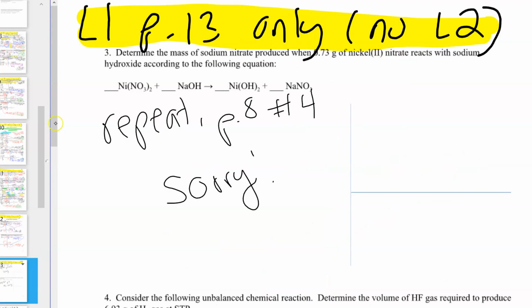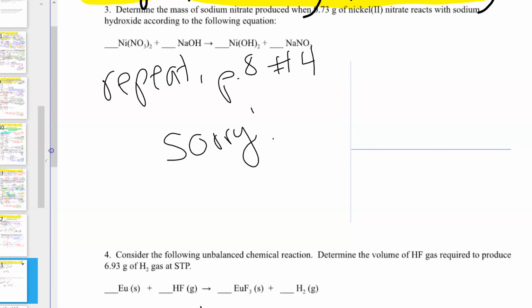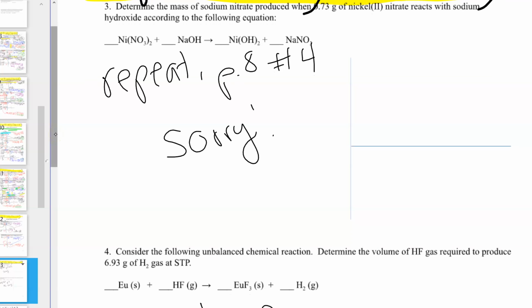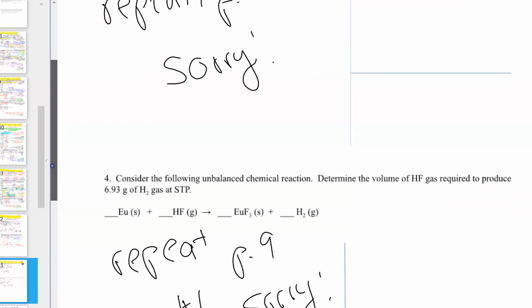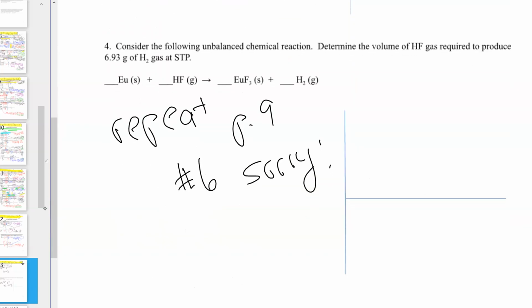But I made a mistake. Page 13 is actually repeats of problems you already did. Number 3 on page 13 is a repeat of page 8, number 4. Sorry, if you want more practice, work it out here, then go back to your solutions from that page. And number 4 on page 13 is a repeat from page 9, number 6. So extra practice there or some scratch paper if you need it.